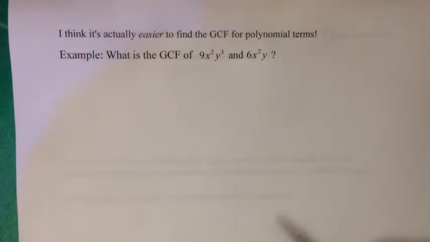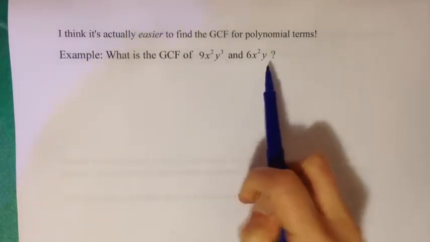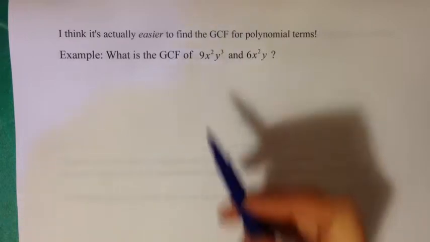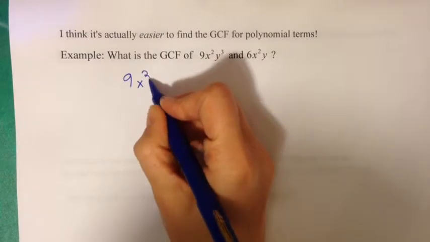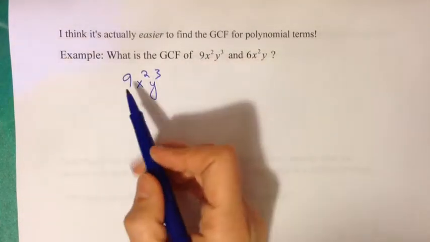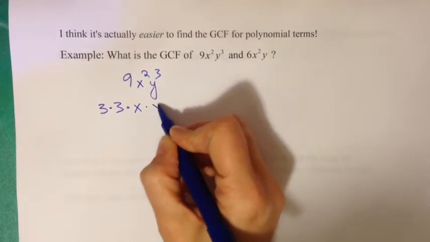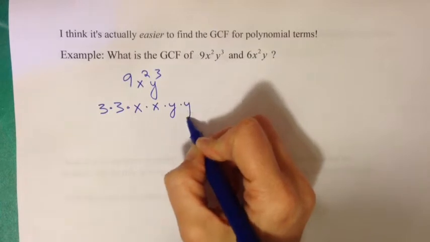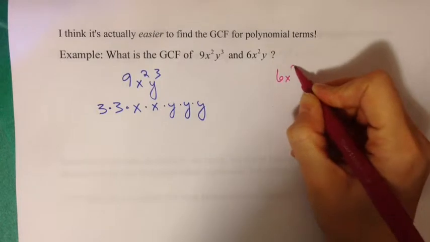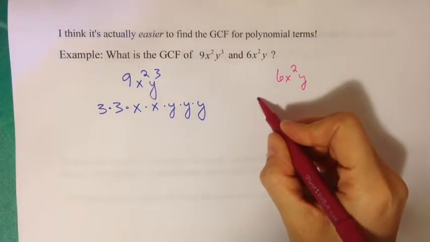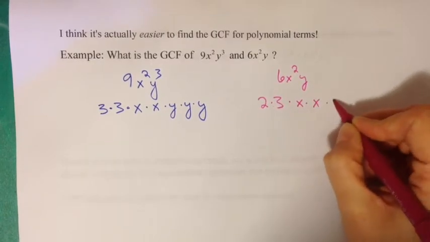I'd like to find the greatest common factor between 9x squared y cubed and 6x squared y. We'll start out the same way that we did before, taking one of my terms and listing all of its factors. So 9x squared y cubed. The factors here are 3 times 3 for the 9, and then x, x, and 3 y's. Now we'll go ahead and list all of the factors for 6x squared y. 6 factors into 2 and 3. X squared is x, x, and then there's 1 y.